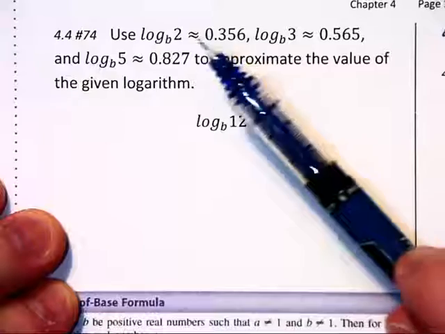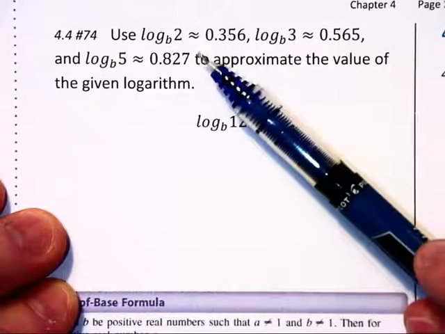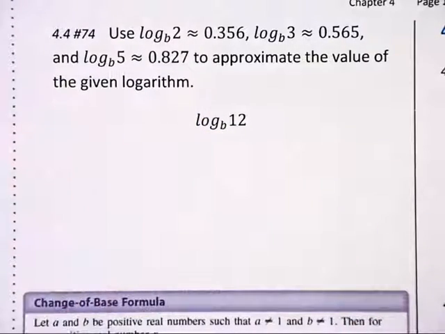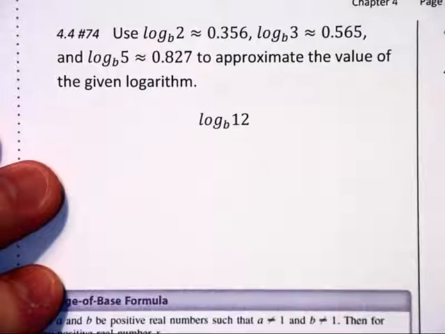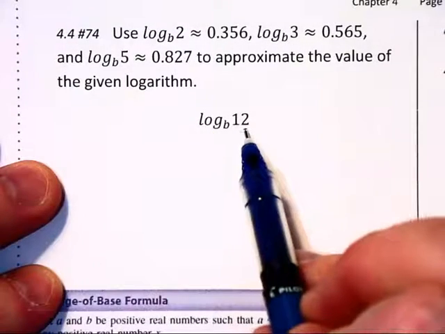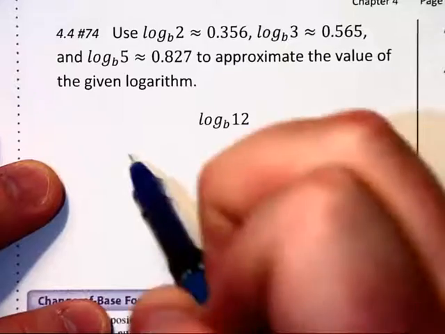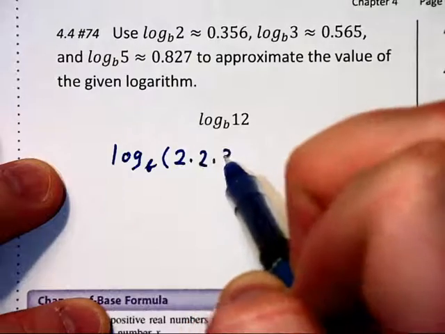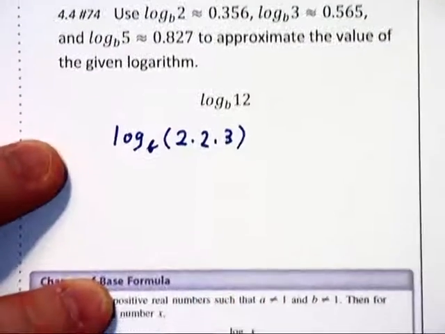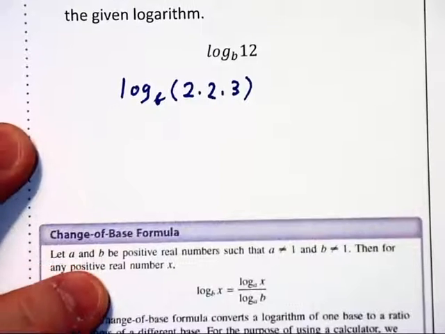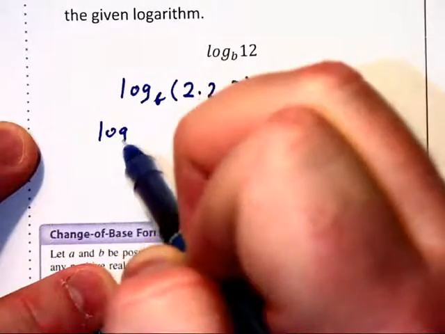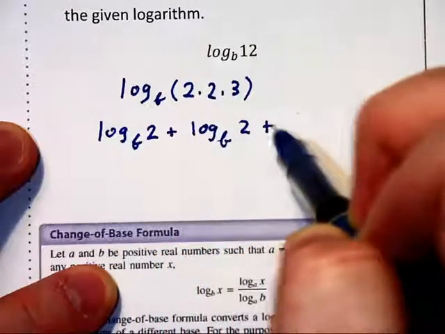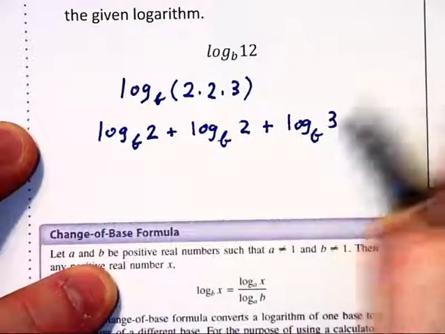Okay, they're giving us a few different logs, log base b of 2, log base b of 3, log base b of 5. We don't know what base it is, so we have to use the clues they're giving us. And they're asking us to approximate log base b of 12 based on these clues. Well, can't 12 be broken down into 2 times 2 times 3? I'd hope so. And now that multiplication can be switched into addition, so I can have log base b of 2 plus log base b of 2 plus log base b of 3.